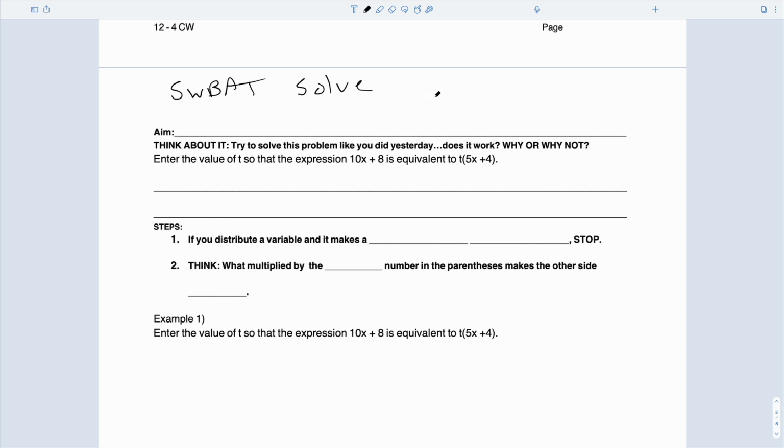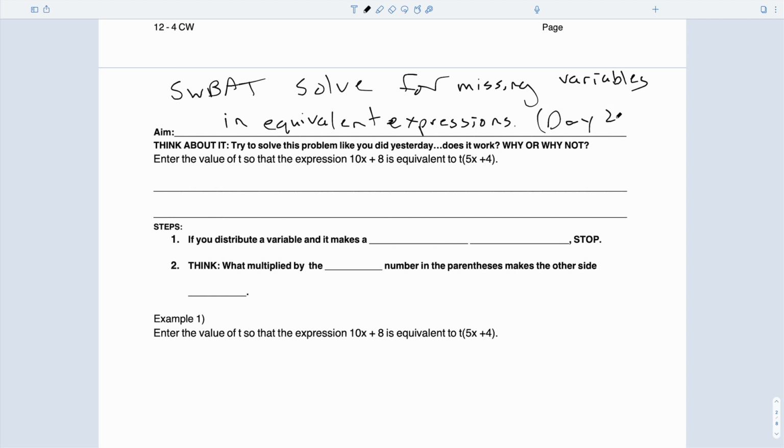Voice off. Students were able to solve for missing variables in equivalent expressions. Okay. You're on day 2. One more day of this, and then we'll CASP on Thursday or Tuesday.